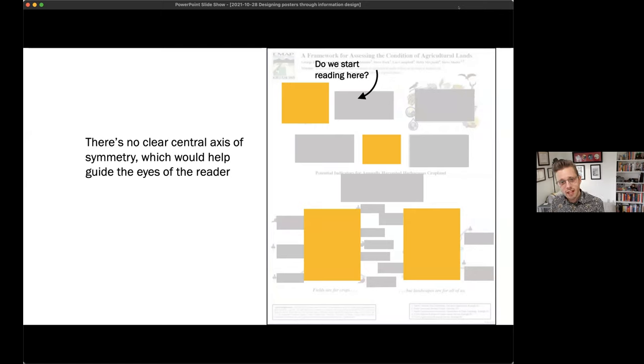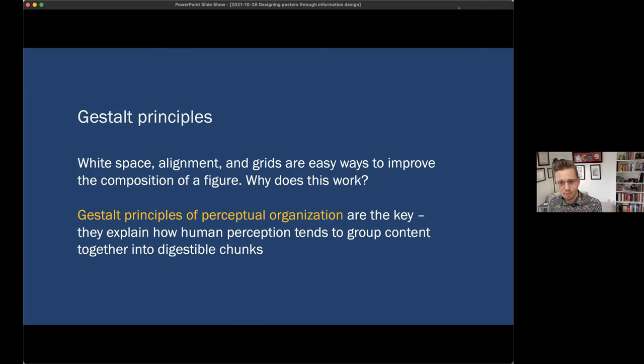So again, the lack of negative space here, or the unequal distribution of negative space, has a big consequence for the overall readability of the content in the poster. Now, these things like white space, alignments, and grids, they're really easy ways to improve the composition of a figure or a poster. And the reason why these things work so well is because they exploit these things called Gestalt principles of perceptual organization. And Gestalt principles come from the world of art and design, and they describe the common ways through which human visual perception tends to take some content and then group the content together to make sense of what's being communicated through that content.